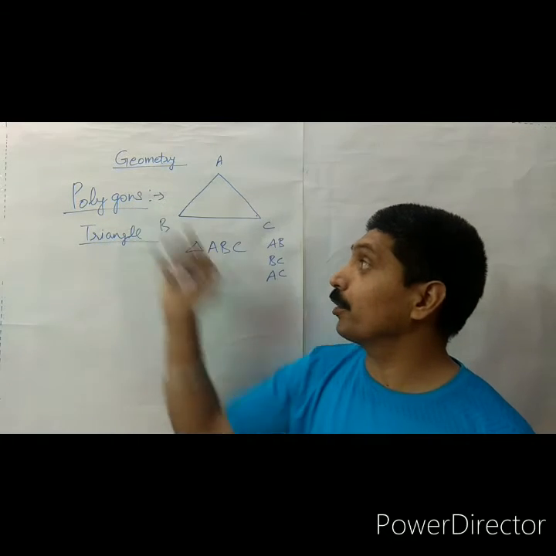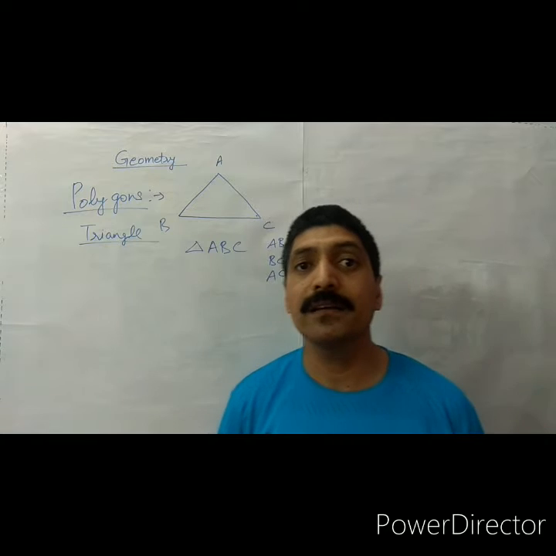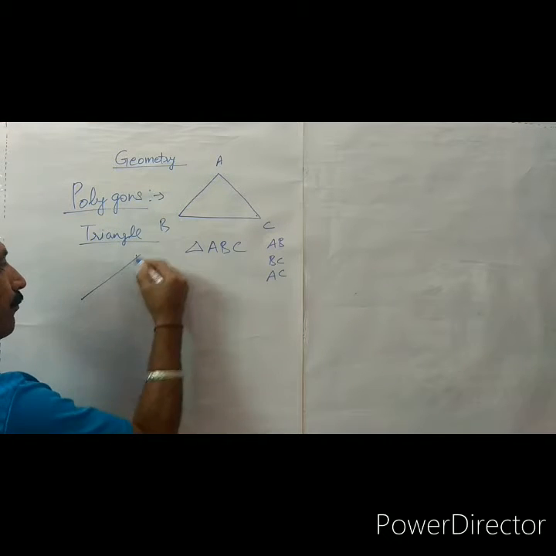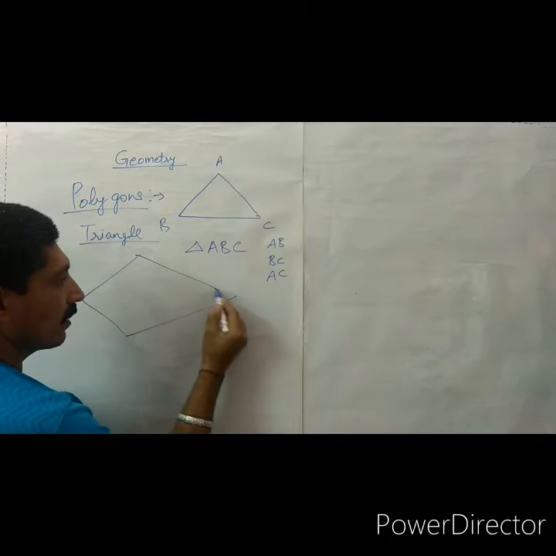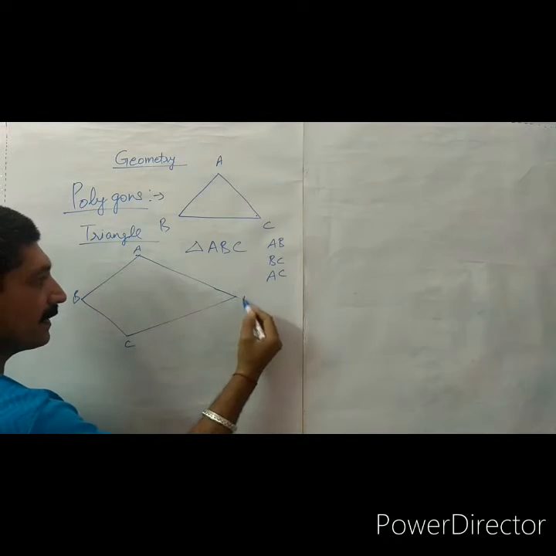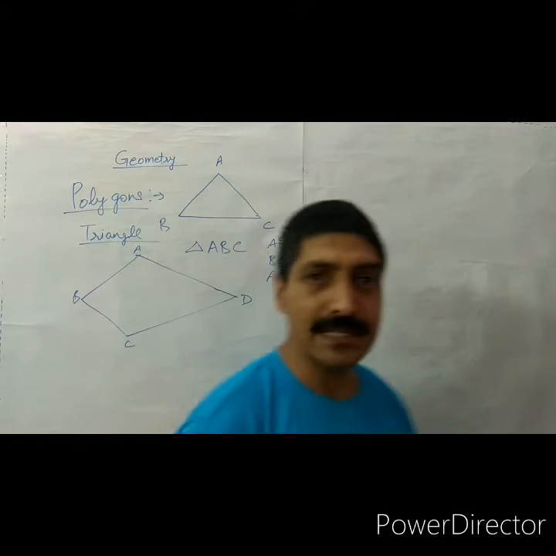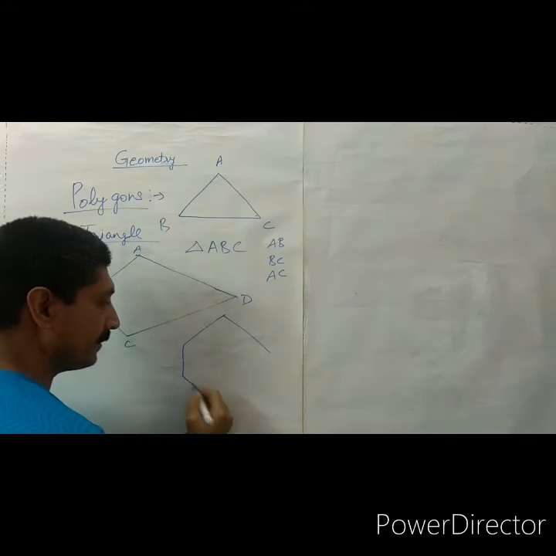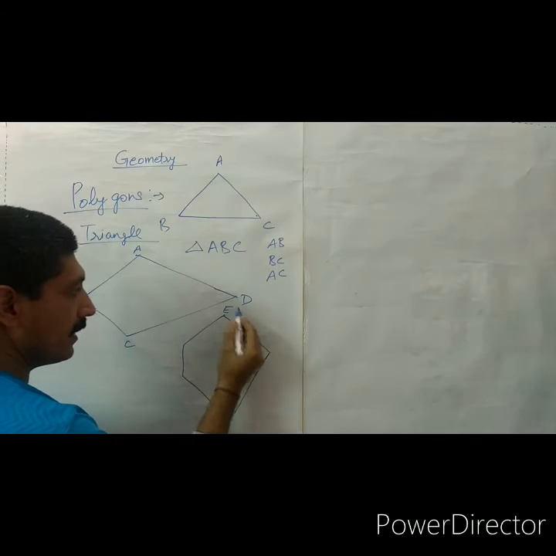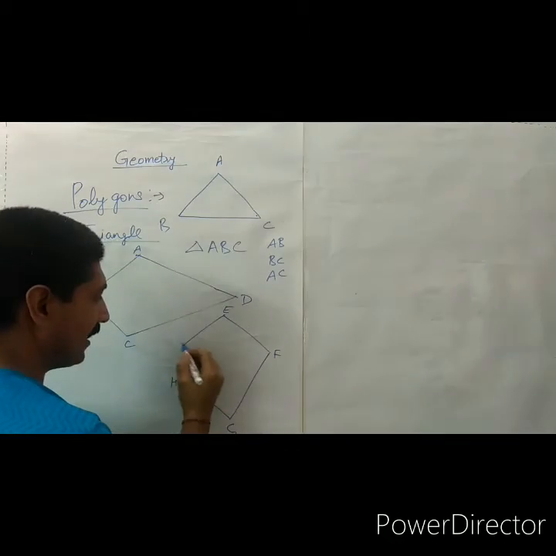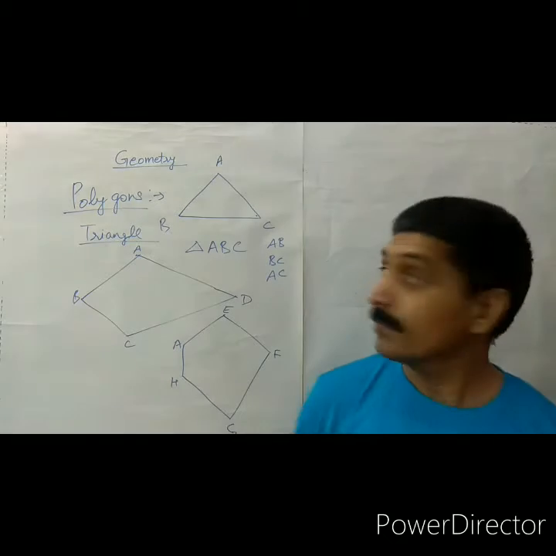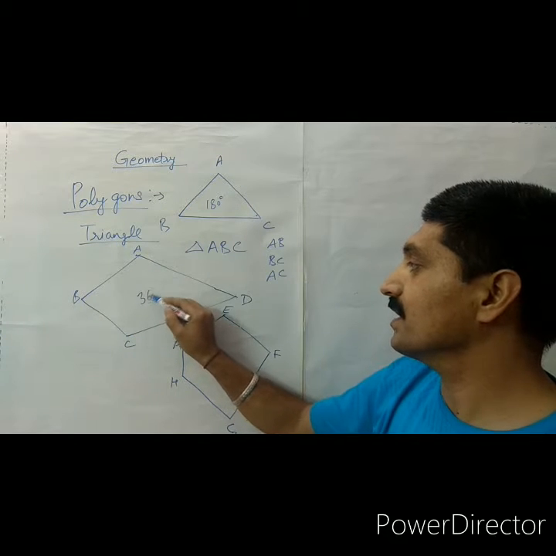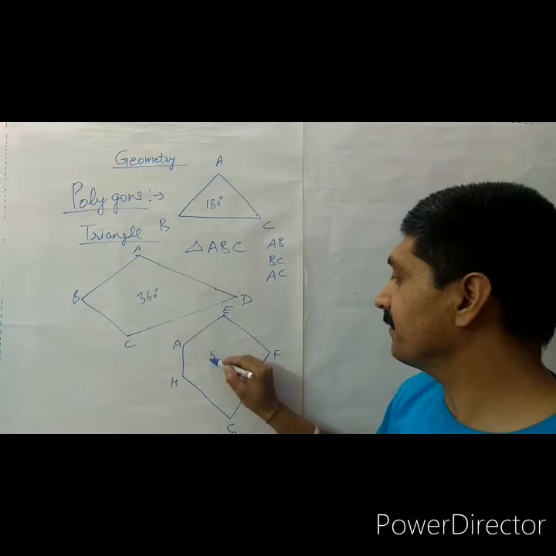Now a 4-sided polygon is called a quadrilateral. In quadrilateral ABCD, we have 4 sides, and AC and BD are the diagonals. Similarly, a polygon with 5 sides is called a pentagon. The interior angle sum for a triangle is 180 degrees, for 4 sides 360, for 5 sides 540 degrees.